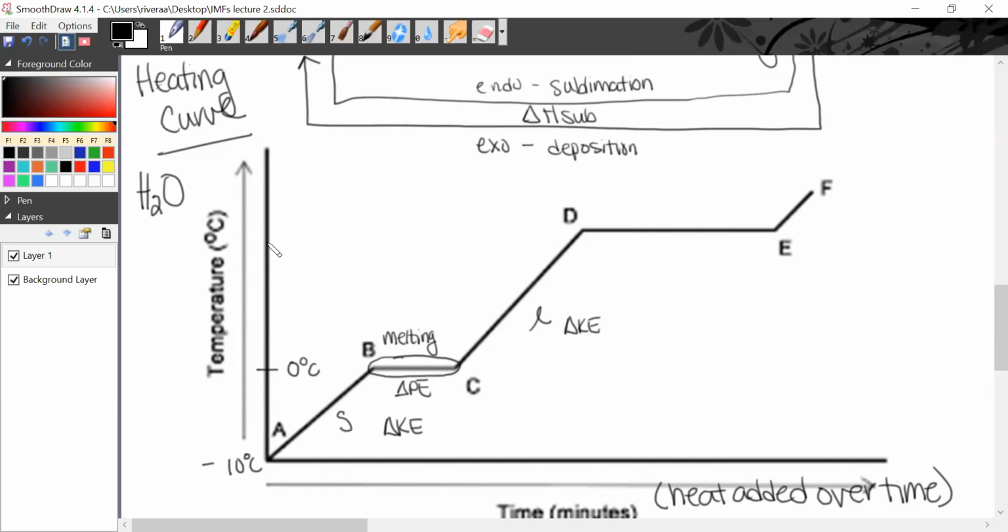You get to point D, all of a sudden you're at 100 degrees Celsius. And the temperature stays the same again for a while. But you start to notice bubbles forming. Here is where your liquid is turning into a gas. You've got your change in potential energy. This is where your phase change is occurring. This is your vaporization or boiling.